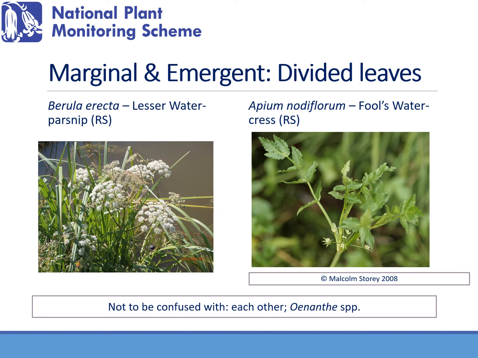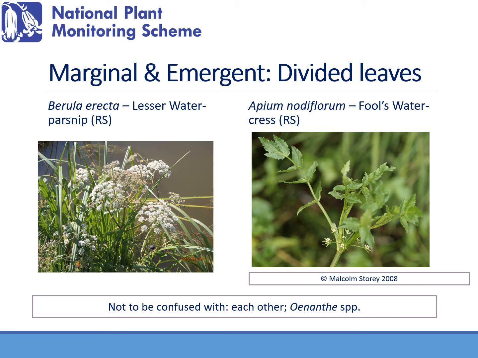So here we see the lesser water parsnip, Berula erecta, and fool's watercress, Apium nodiflorum, side by side. They are both members of the carrot or umbellifer family. When in flower, they're relatively easy to tell apart, but there can be confusion between them if you've only got vegetative material to look at.